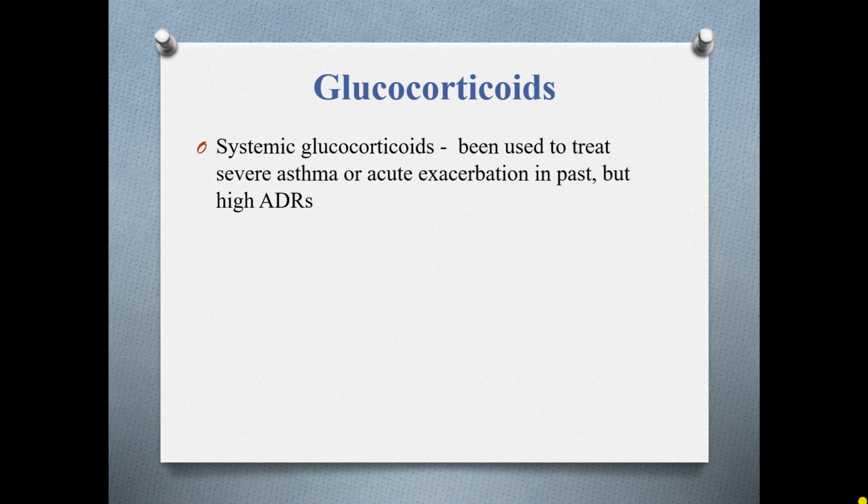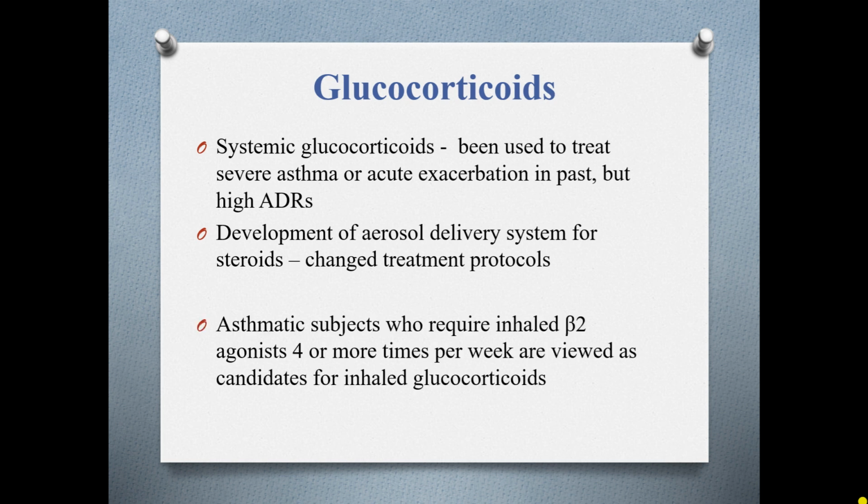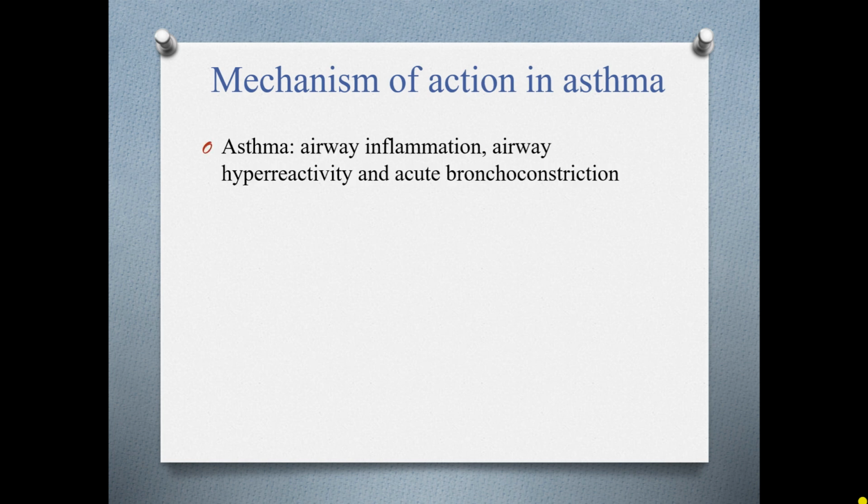Systemic glucocorticoids were used in the past to treat severe asthma or acute exacerbation, but because of systemic administration there were lots of adverse drug reactions. Development of an aerosol delivery system for the steroids has changed the treatment protocol for bronchial asthma like anything. Asthmatic subjects who require inhaled beta 2 agonist 4 or more times per week are viewed as candidates for inhaled glucocorticoids. What is their mechanism of action in bronchial asthma?